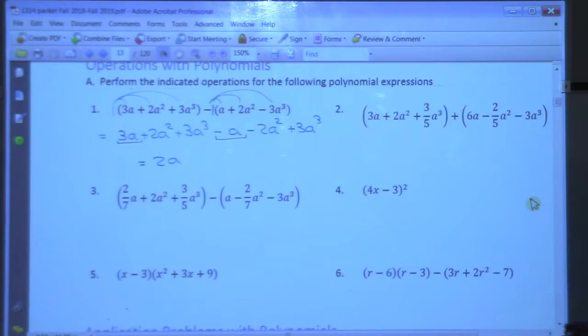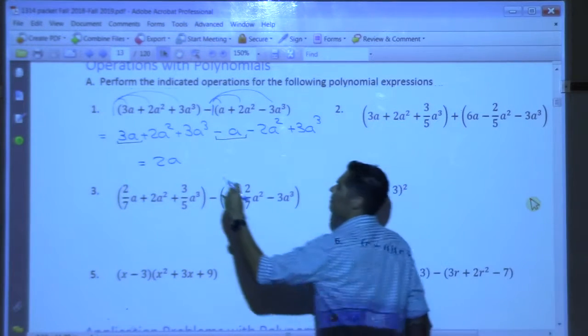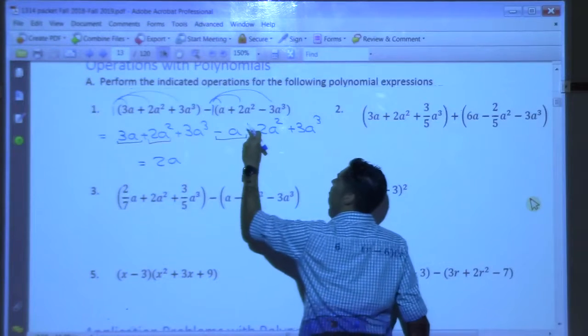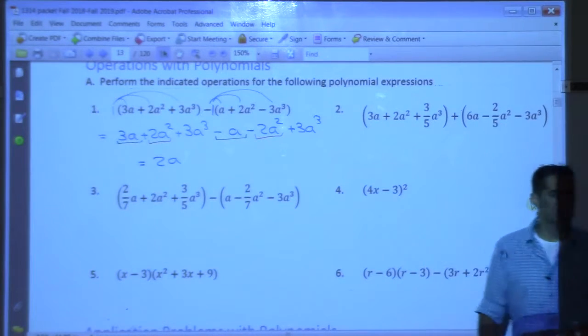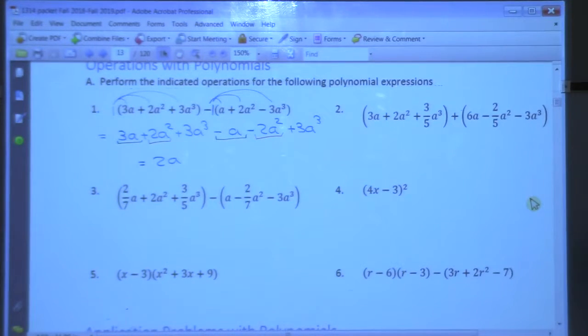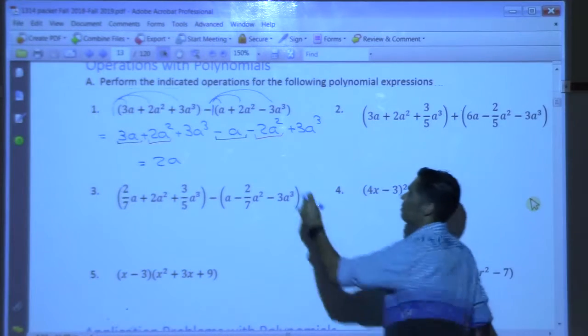What's the next thing we can combine together here? The 2a squared. 2a squared? Negative 2a squared. What would happen if you put those together? They cancel, so they're gone. We don't have any a squares now, right? They're just gone.